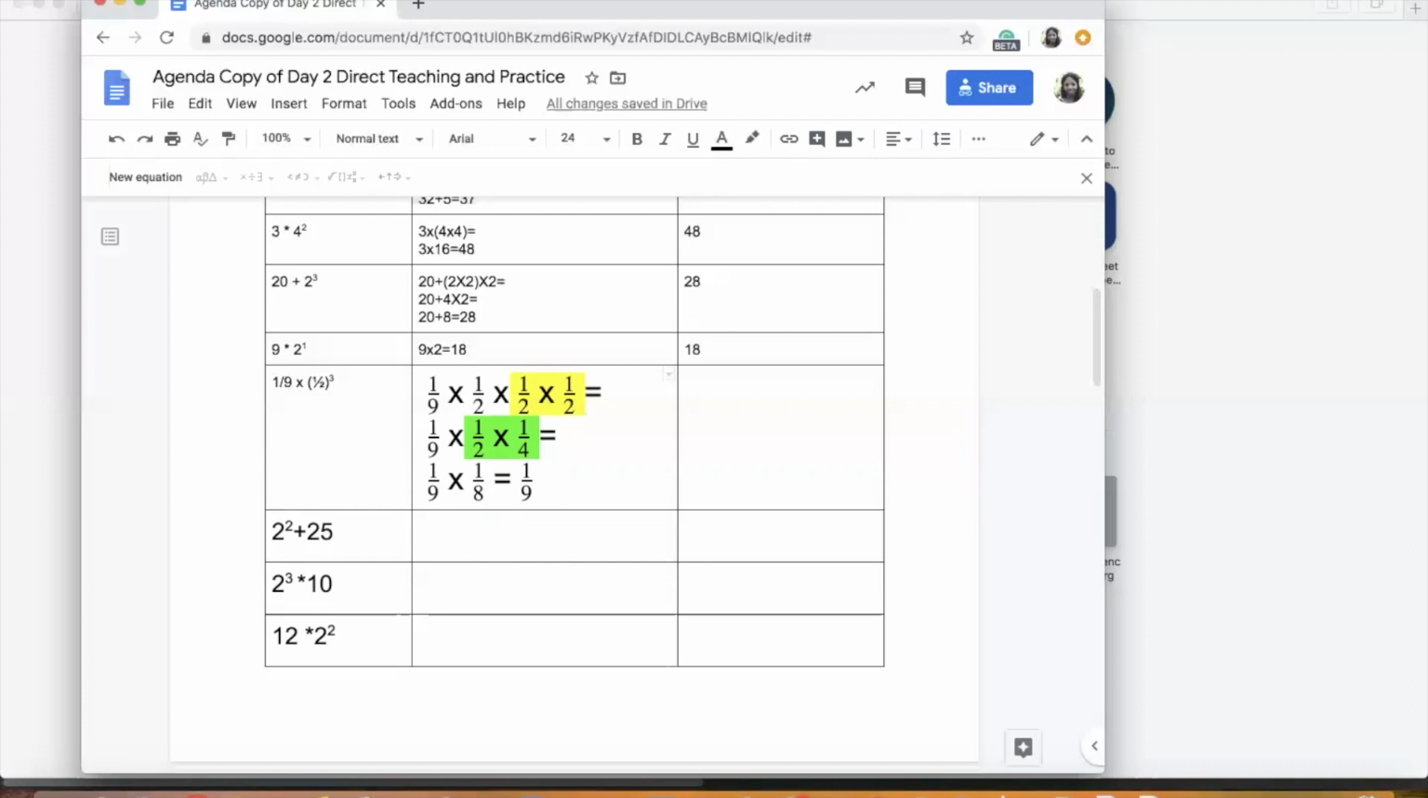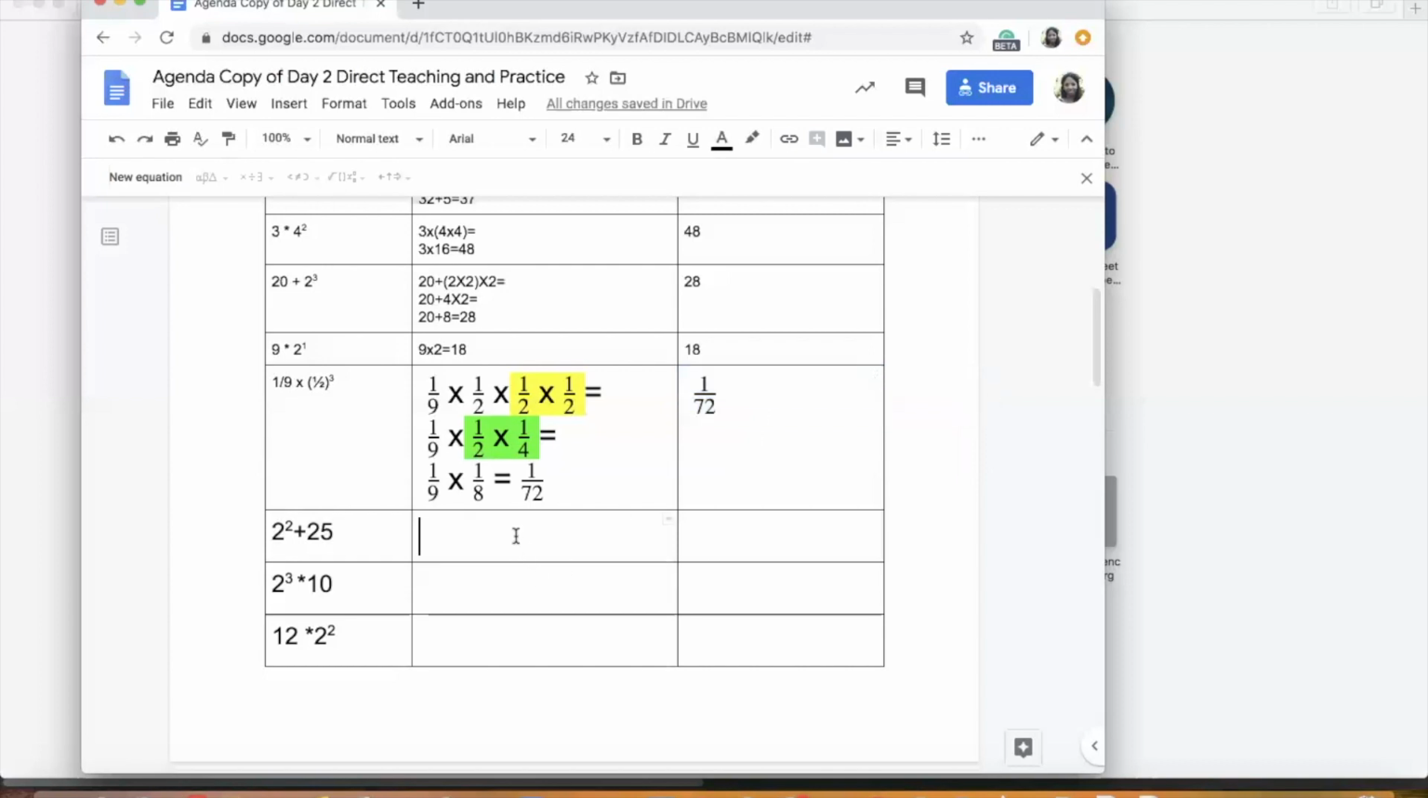Command V on a Mac, Control V on a Dell. Backspace, and that's going to give me 72. So now I have 1/72. So my final answer is Command C, Command V, Control C, Control V, 1/72.